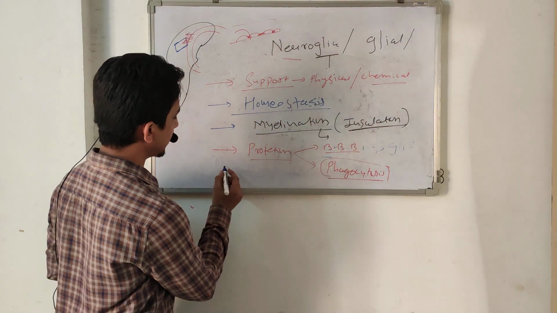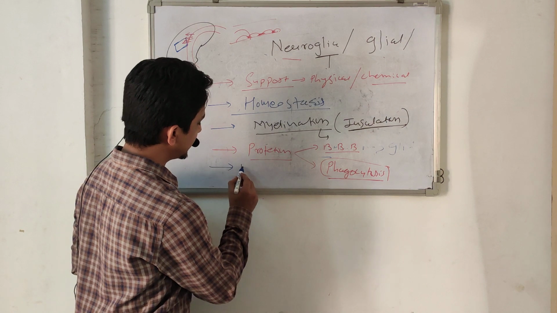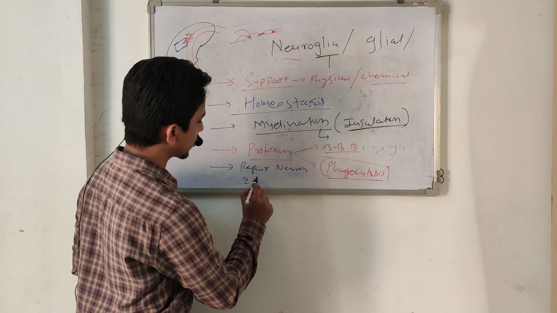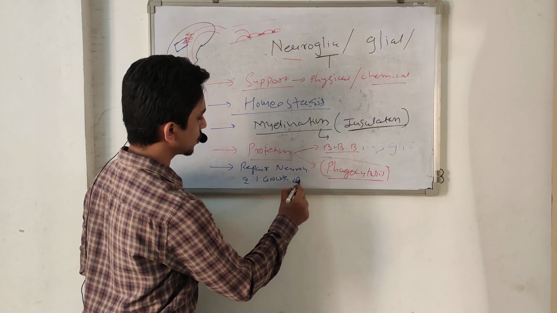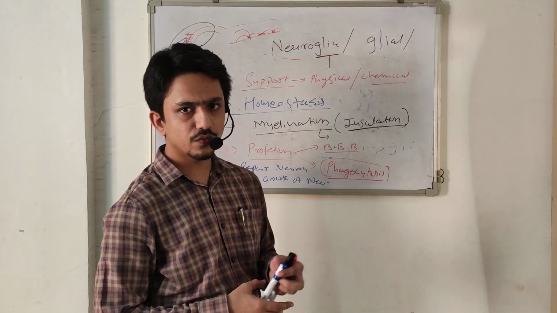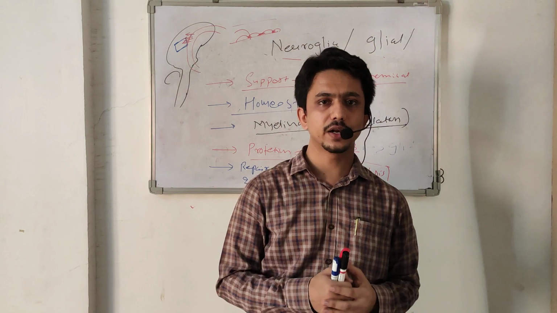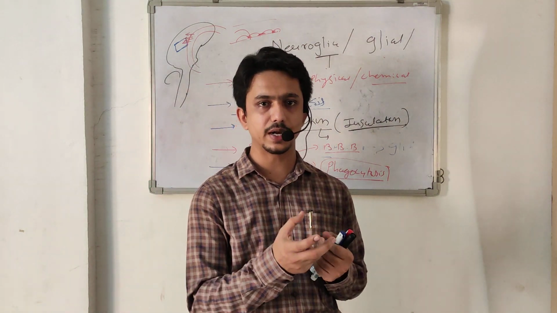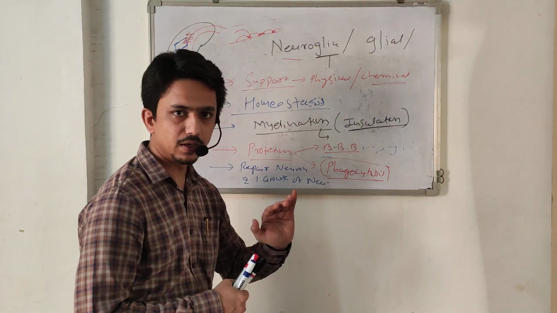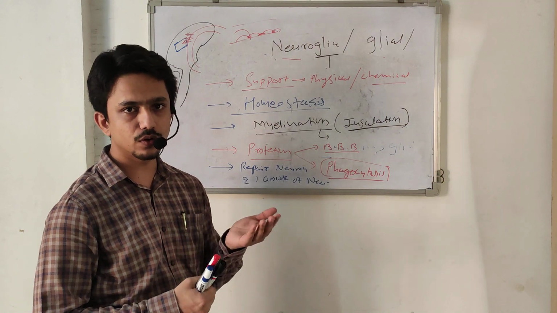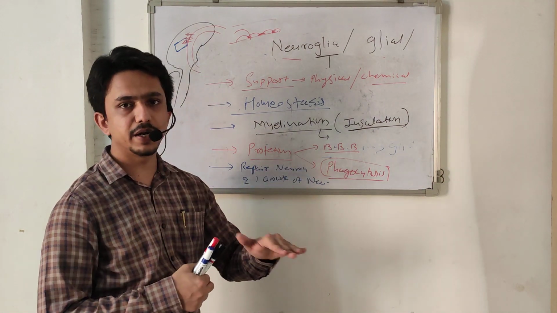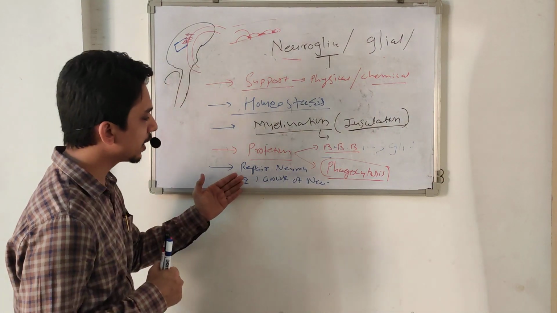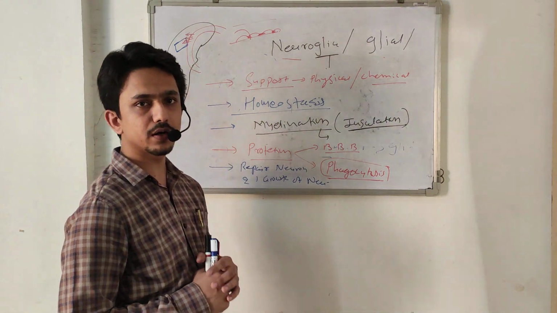One more function: they are responsible for repair of neuron injury, as well as growth of neurons during embryonic life. When neurons are developing during intrauterine life, neuroglia secrete some peptides, neuron growth factors. They are responsible for neuron growth. If there is a lack of these peptides, the development of neurons becomes inhibited, and this can also produce deformity. So they are responsible for repair of neurons and also for growth of neurons during embryonic development.